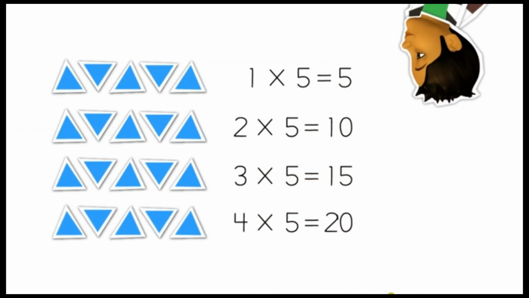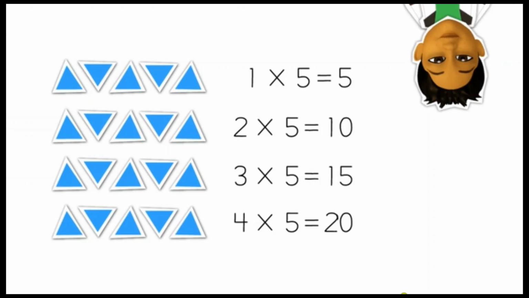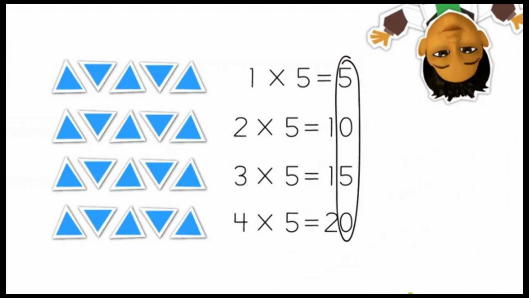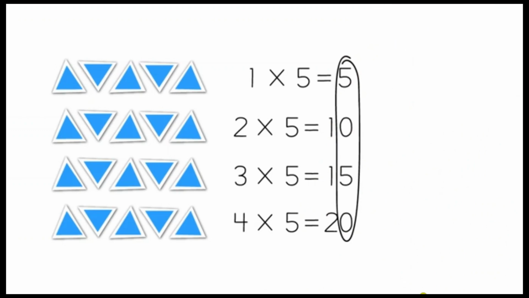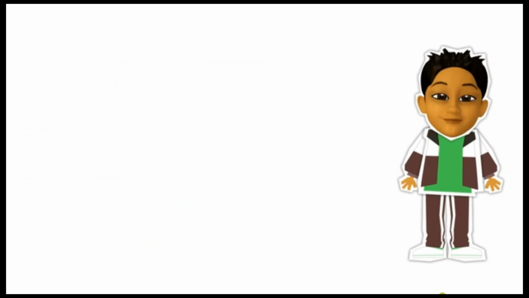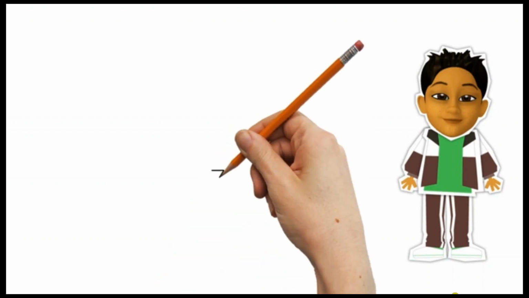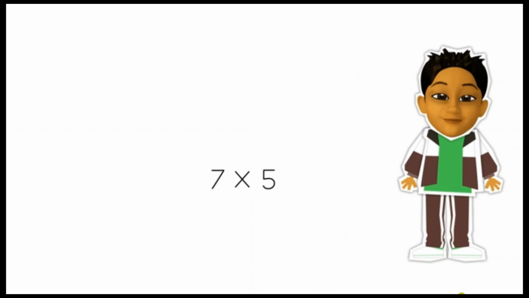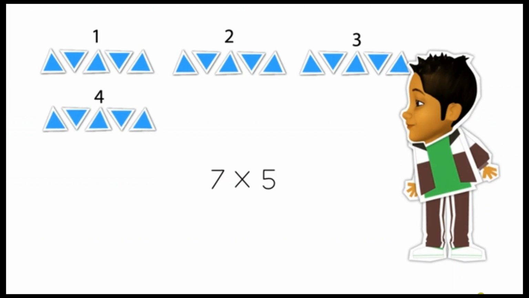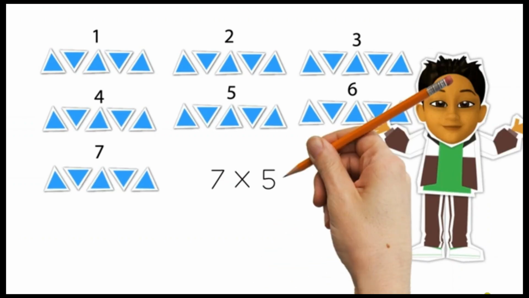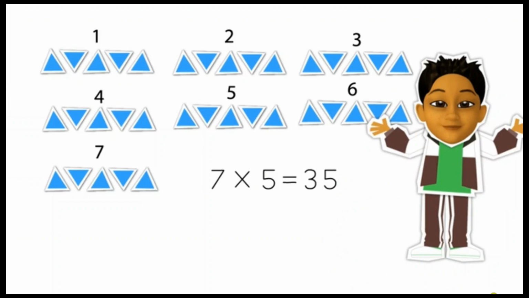Notice anything interesting? All the products end in 0 or 5. The ones place goes back and forth between 0 and 5. Exactly! Finding the multiples of 5 is like counting by 5s. All of the products end in 0 and 5. So, what would 7 times 5 be? I'll count up. 5, 10, 15, 20, 25, 30, 35. The product is 35 because we have 7 groups of 5.